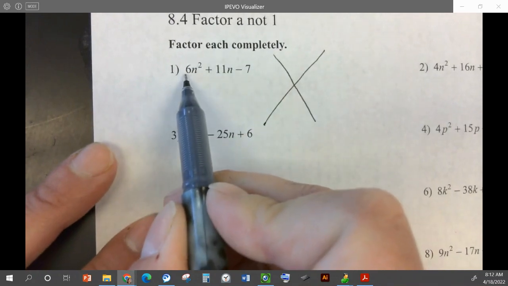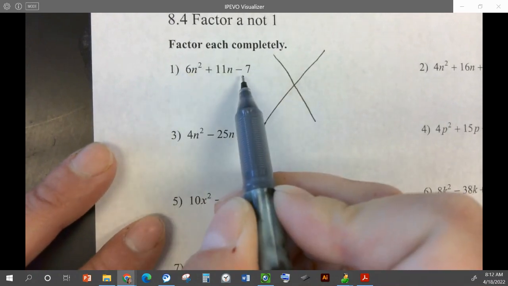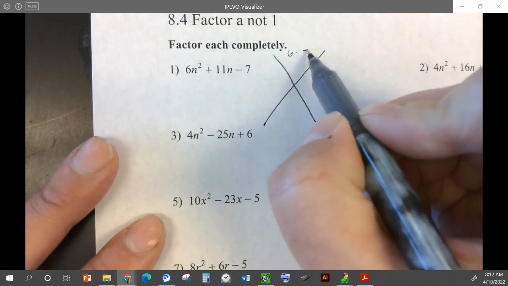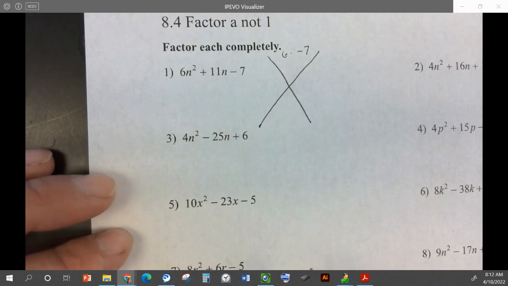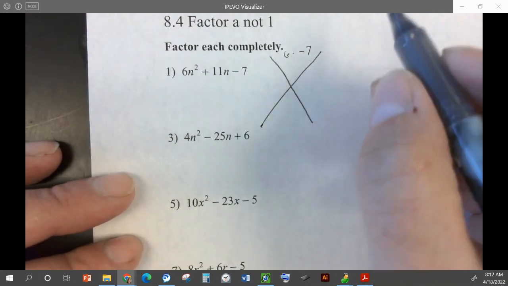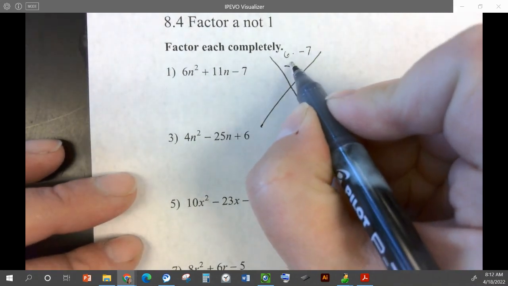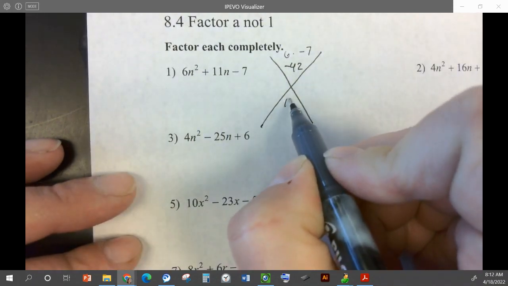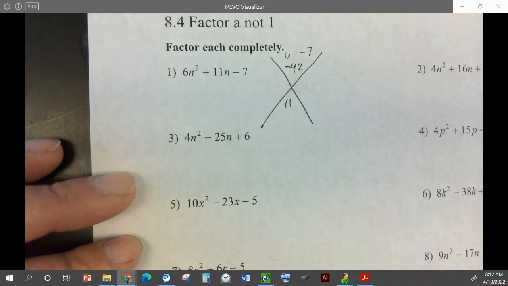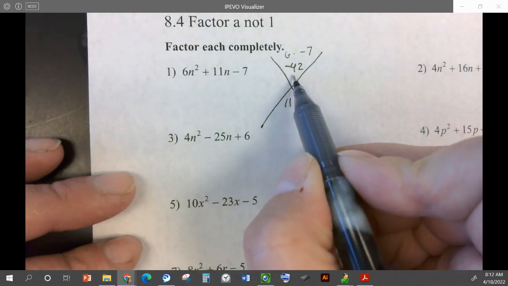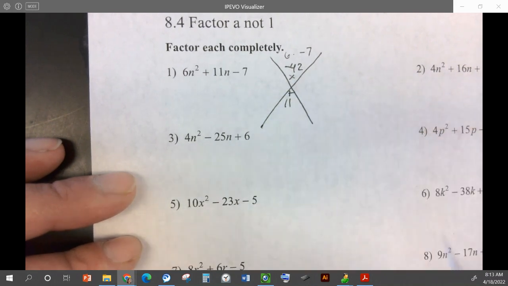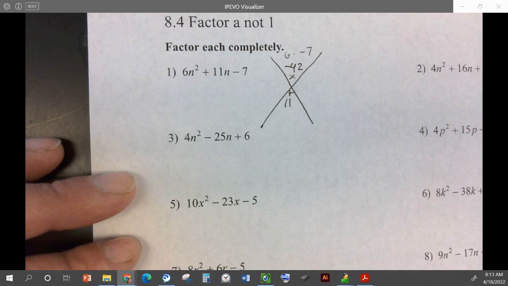And if A is not 1, right here, A is 6 and C is -7, we're going to multiply those together. So 6 times -7. What is that? 6 times -7? -42. And then we take B and we put it on the bottom. So now we need things that multiply together to get 42 and numbers that add together to get 11. So can you think of anything that will do that?